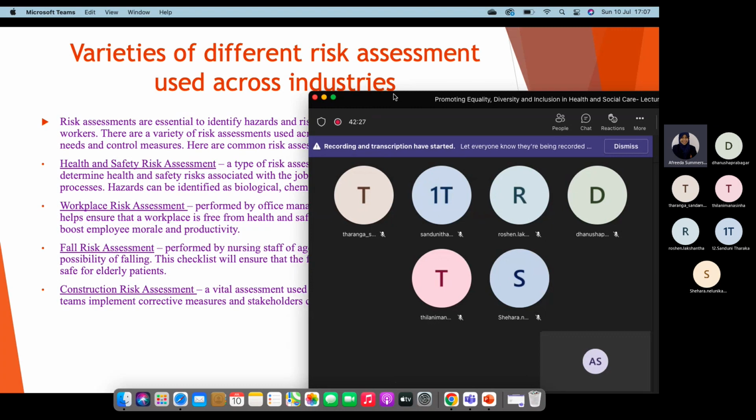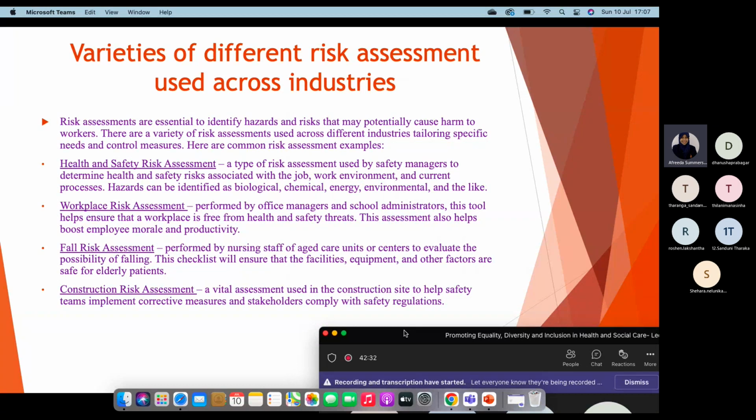I think Sanduni, can you just guess for the third one? What is fall risk assessment? The answer is there. You just need to read and explain to me in your words. It's okay if you make mistakes. I just want your active participation. That's all. What is fall risk assessment?